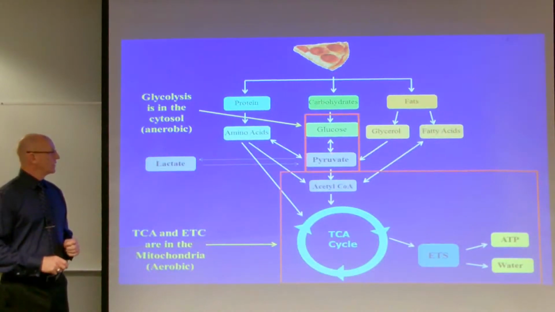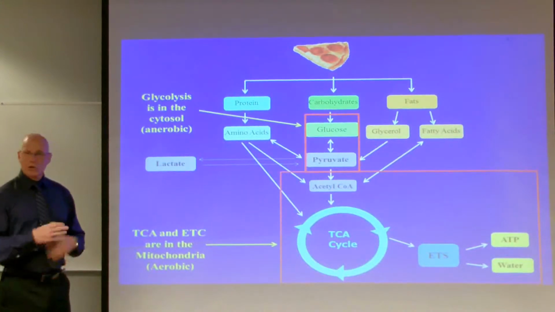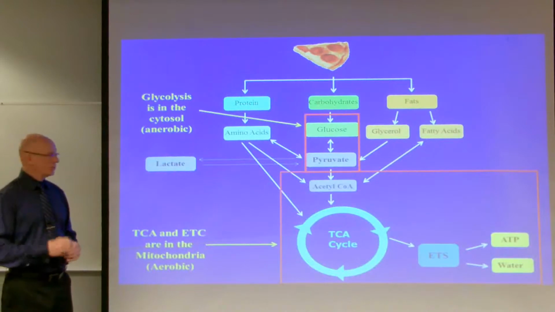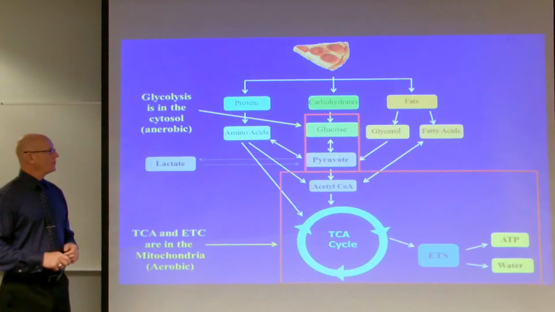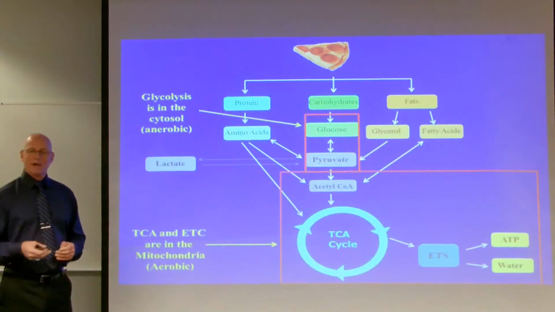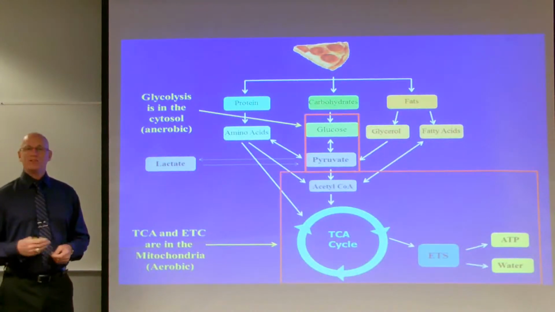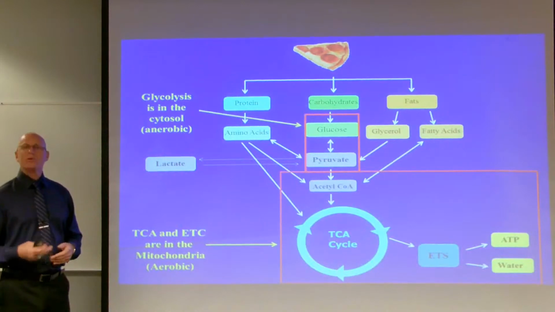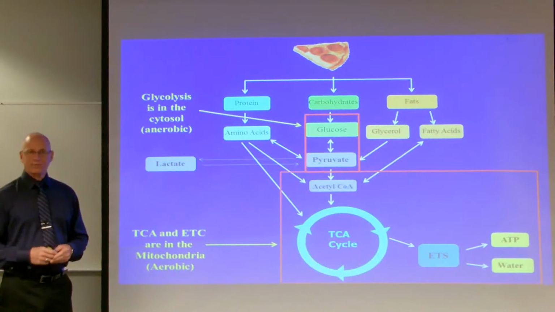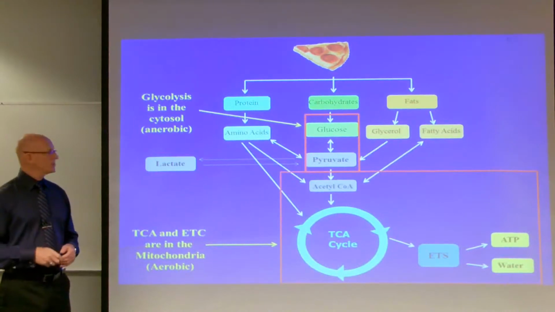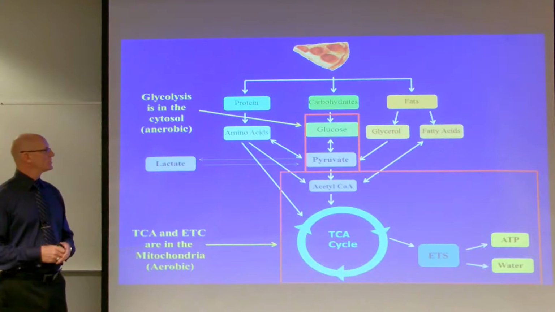So pyruvate can go to acetyl-CoA and go into the citric acid cycle, creating hydrogens and electrons to be shuttled to the electron transport system. And pyruvate can also go back to glucose, but it is not a reversal of glycolysis. It is actually gluconeogenesis. Gluco meaning glucose, neo meaning new, and genesis is the creation of new glucose. And that process takes several different substrates and enzymes, so it's not a reversal of glycolysis.